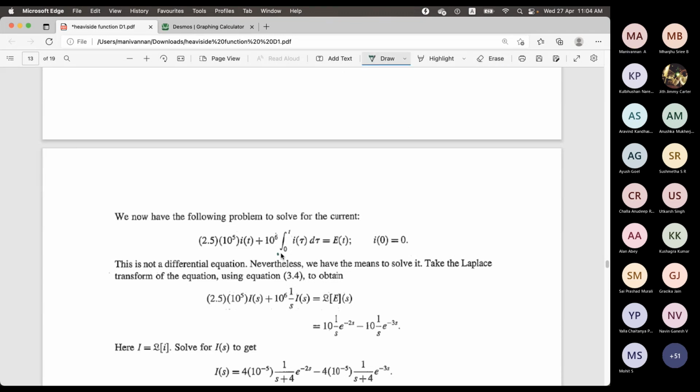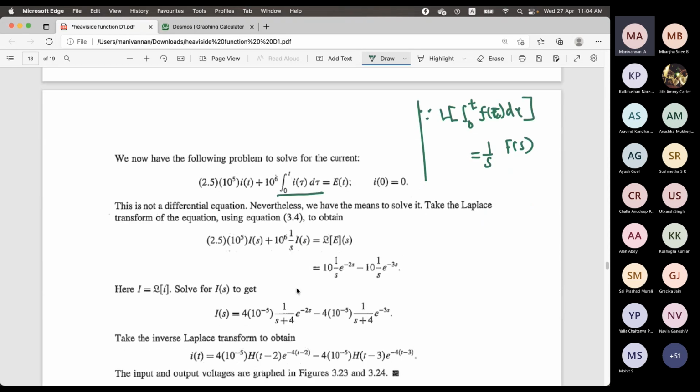Yes, sir. So this result, the Laplace transform of the integral from 0 to t of f of tau d tau, is nothing but 1 by s f of s. Using this result, we may use this as 1 by s into I of s. Now this E of t, which is already from that Heaviside function, is 10 times h of t minus 2 minus h of t minus 3.